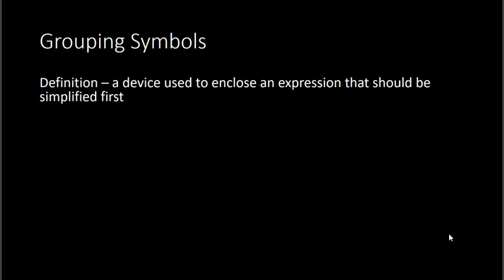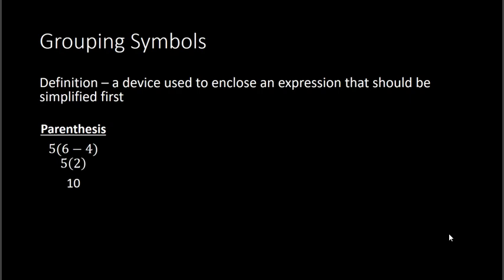With grouping symbols, we need a definition first. And our definition is simply a device or something used to enclose an expression that should be simplified first. So, for example, a grouping symbol could be parentheses. So we would have maybe something like this: 5 times parentheses 6 minus 4. And as we learned with order of operations, we do the parentheses first. So we do 6 minus 4 to get 2, and then we multiply 5 times 2 to get 10.